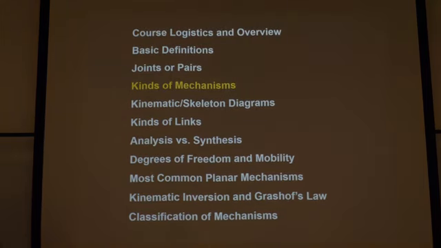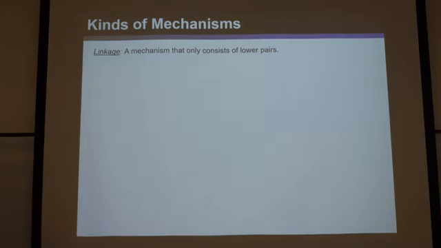Okay, so let's look at different kinds of mechanisms. Let's get back to some more definitions here. So what is a linkage? Some people call links linkages, and that's totally wrong. A link is the rigid body. A linkage is a mechanism that only consists of lower pairs. So it has all the conditions of the definition of a mechanism, but it is made of lower pairs. If there's a higher pair in it, it's not a linkage, but it could be a mechanism. I'll give a bunch of examples later and ask you whether it's a mechanism or linkage. By the way, of course, all linkages are mechanisms, but not all mechanisms are linkages.